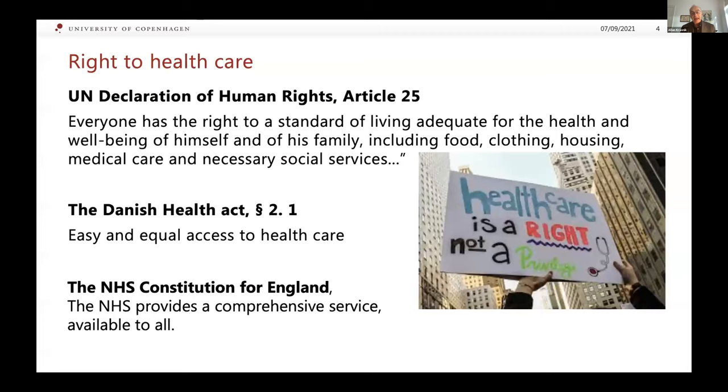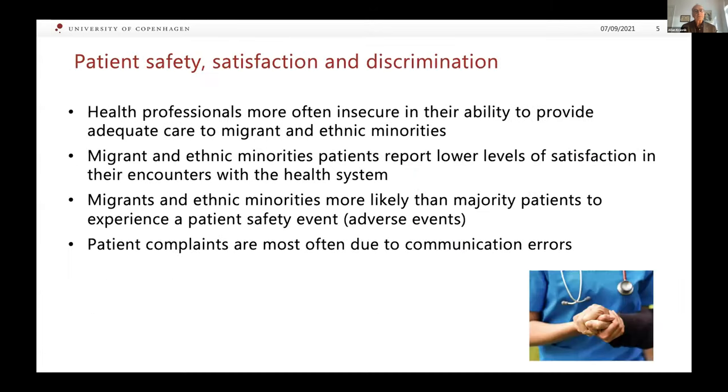We heard a lot about that already from other speakers, but just to summarize a few things, the right to healthcare was mentioned, and this is clearly defined both globally in the UN Declaration of Human Rights, but also in some of the national healthcare acts like the Danish Healthcare Act and even the NHS Constitution for England, which calls for comprehensive services available to all.